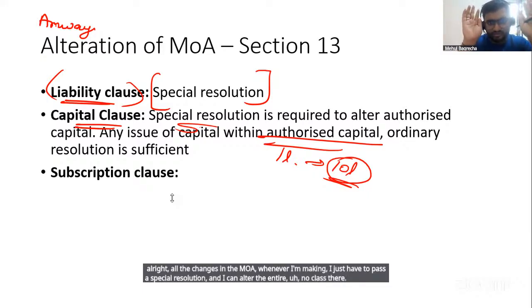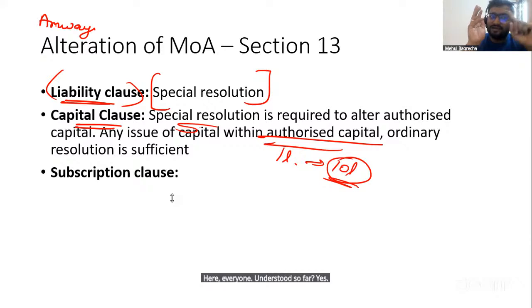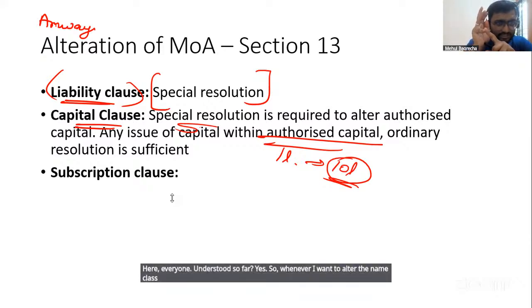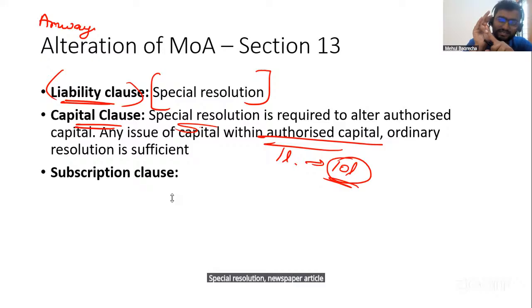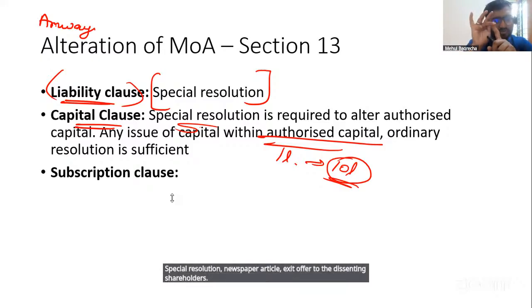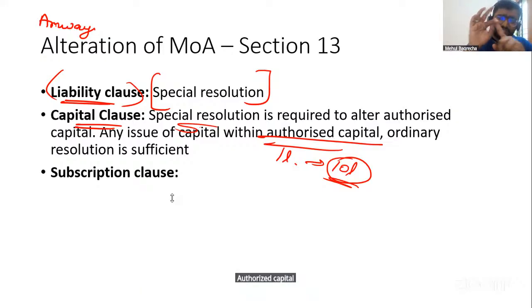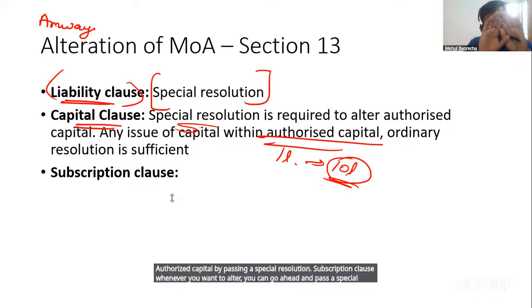Clear, everyone? Understood so far? Yes. So whenever I want to alter the name clause, I pass a special resolution and need central government approval. Object clause, special resolution required. However, if you raise money from the public for the purpose of a particular project, and you're not utilizing it, special resolution, newspaper article, exit offer to the dissenting shareholders. Next, if you want to change the liability clause, go ahead, pass a special resolution. If you want to change your capital clause, you can change your authorized capital by passing a special resolution. Subscription clause, whenever you want to alter, you can go ahead and pass a special resolution. You will be done with that as well.